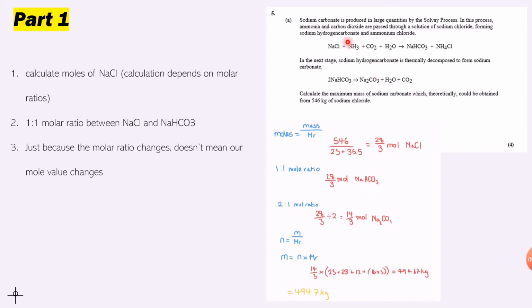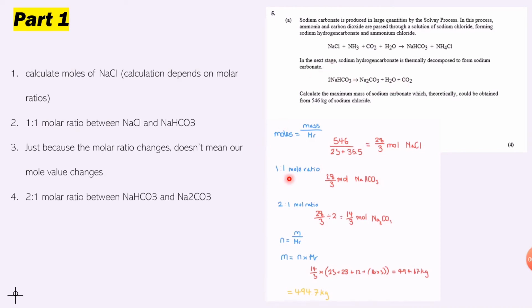And then we want to take this sodium hydrogencarbonate that we have made and plug it into another equation where we thermally decompose it. And this is what the question is telling us. But you can see out here that our 1 from over here has now changed to a 2. But just because the molar ratio changes, it doesn't mean that our actual mole value has changed. It just means that the molar ratio has changed in proportion to the other products formed. So we still have 28/3 moles of sodium hydrogencarbonate. It's just relative to the other products formed, it is a 2.